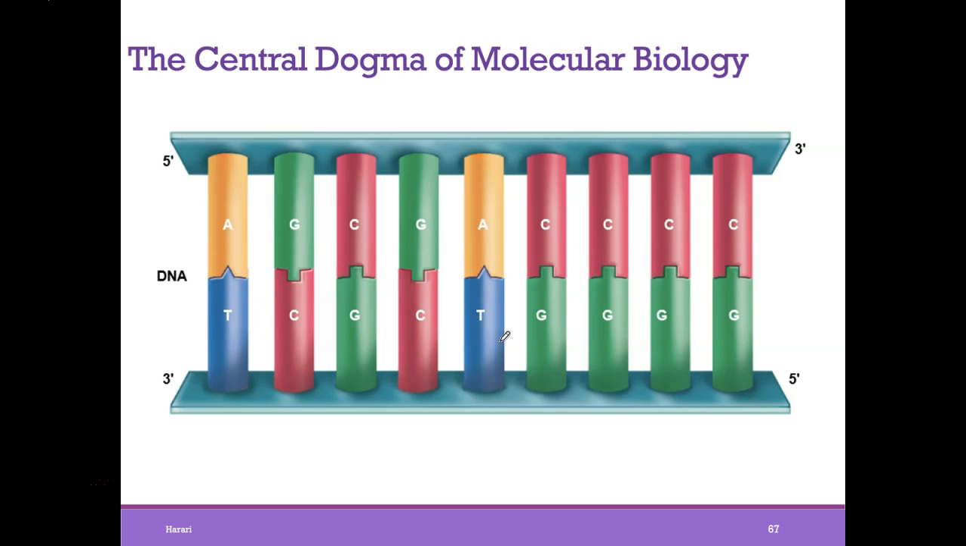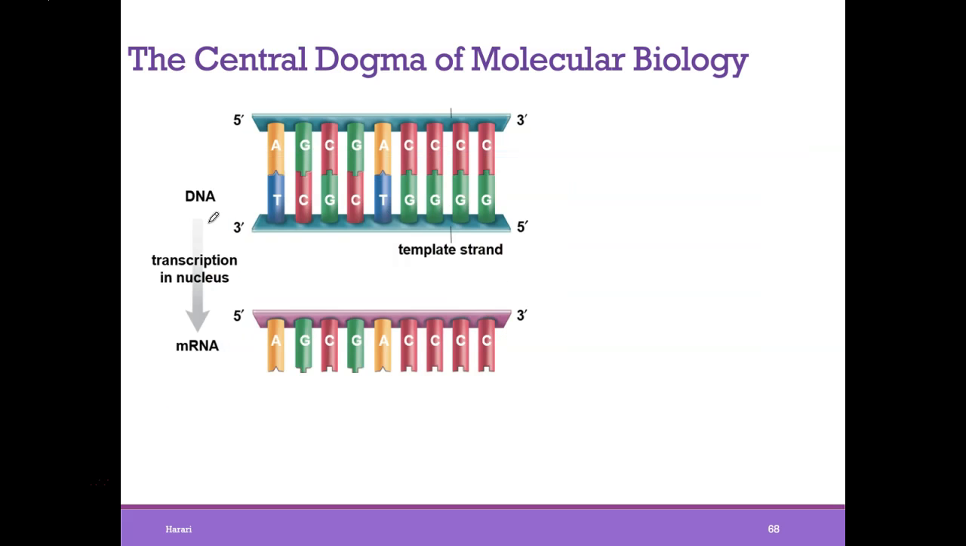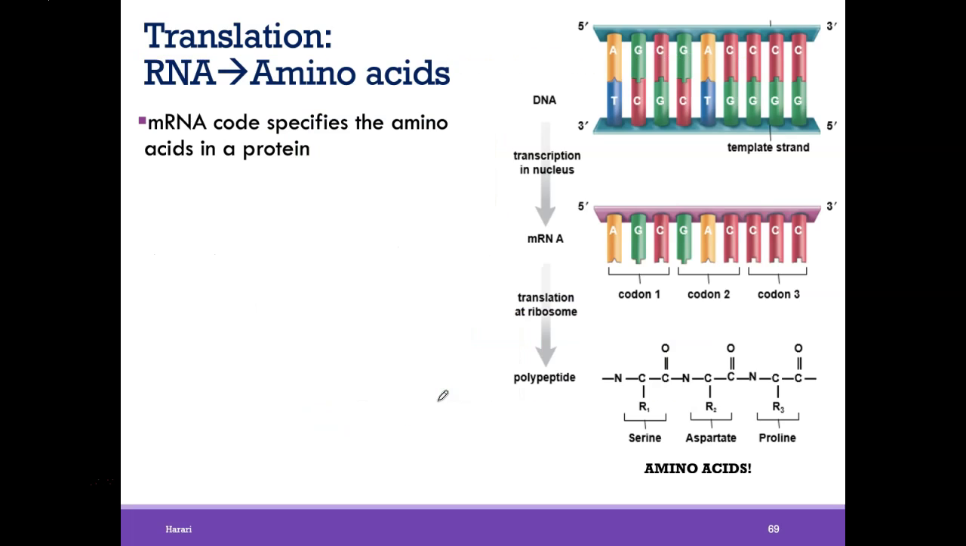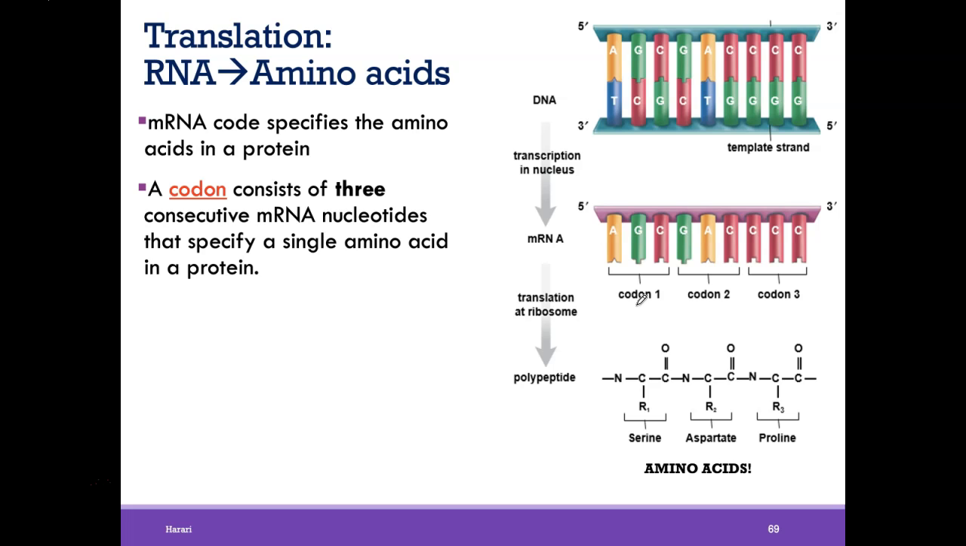We started off with a double-stranded DNA molecule. We said that the template strand gets transcribed in the nucleus by RNA polymerase to form mRNA. Once we have a 5' to 3' mRNA transcript, we can look closer and realize that every 3 letters of mRNA is a code for an amino acid. So this is critical. Every 3 letters of mRNA is a secret code for an amino acid. So the mRNA code specifies the amino acids in a protein.